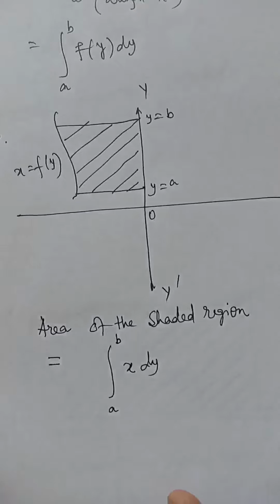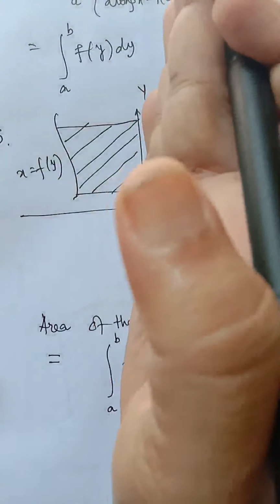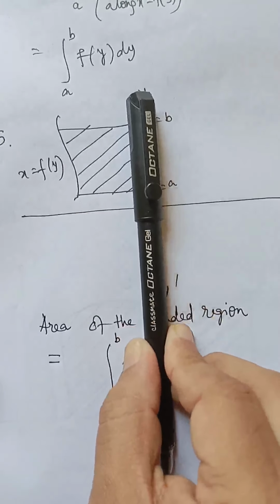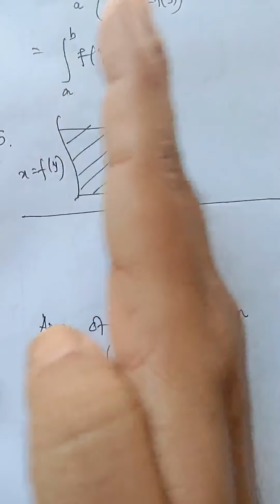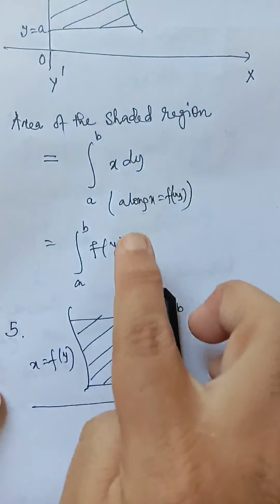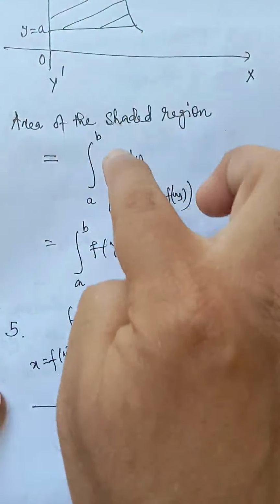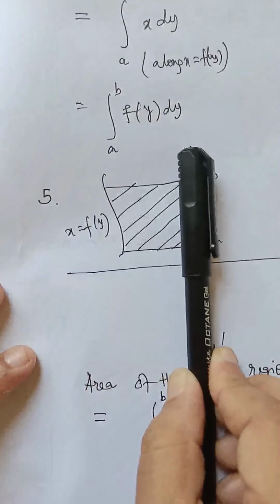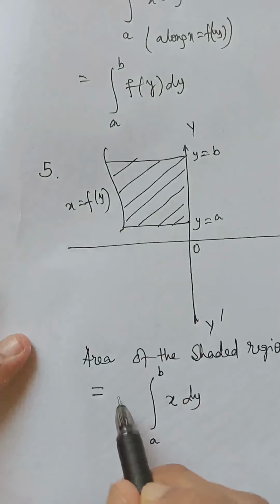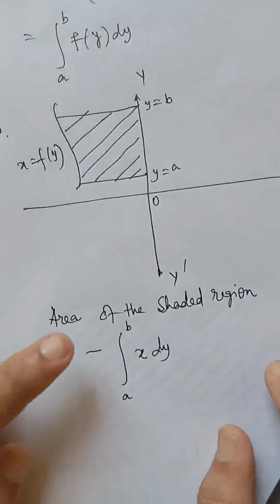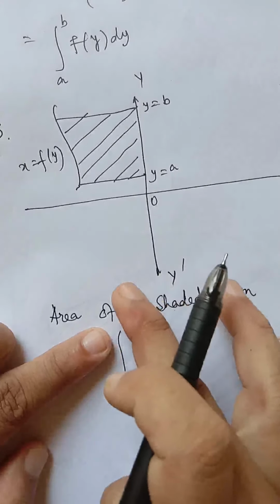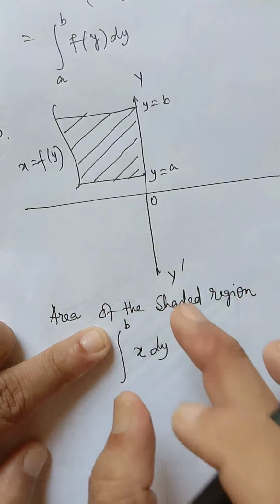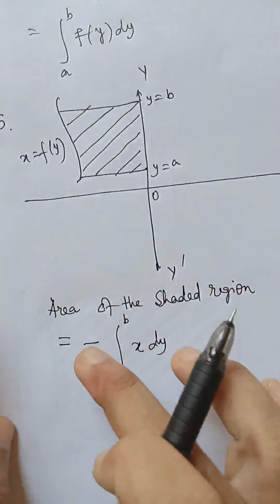And what we have to think: if we are considering the y-axis as boundary, and if the particular region lies to the right-hand side like this, then directly the area will be integral A to B x dy. But if the particular region lies to the left-hand side of the y-axis, to this side, we have to add one minus sign, because without the minus sign, if we calculate the area, its value will come out negative. So to make the result positive, we have to add one minus sign with that.